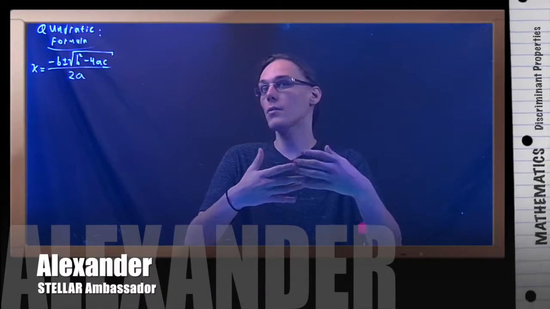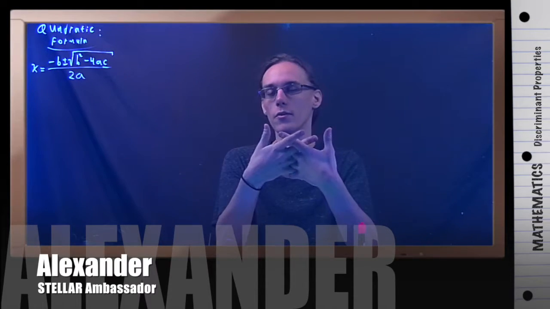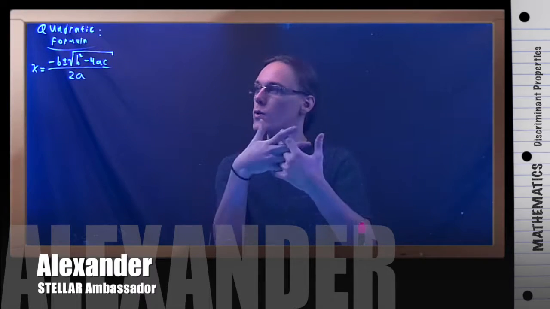All right, so for this topic, we're going to be talking about the discriminant and what that means in terms of the shape of a graph of a parabola. Also, we're going to need our old friend, the quadratic formula, and here he is.